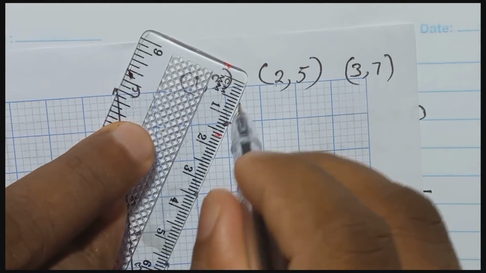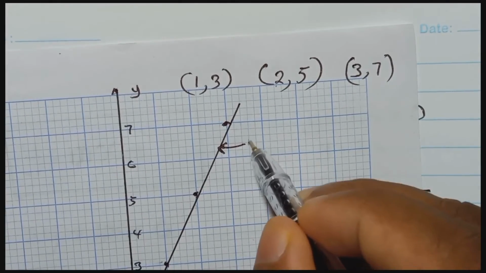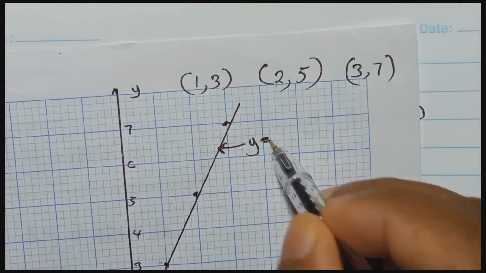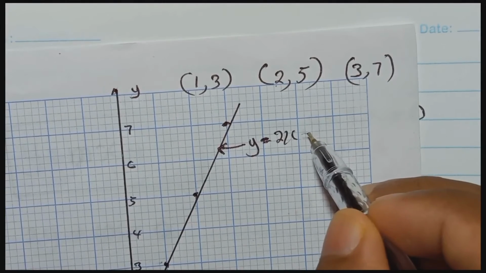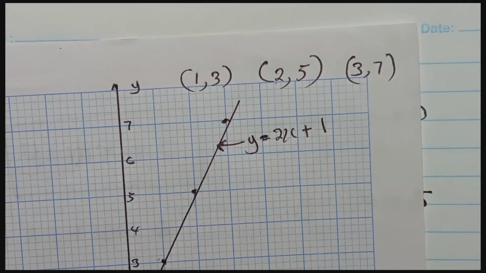Right, now this is the graph. Now you can name this as y equal 2x plus 1, like that. That's the graph we drew.